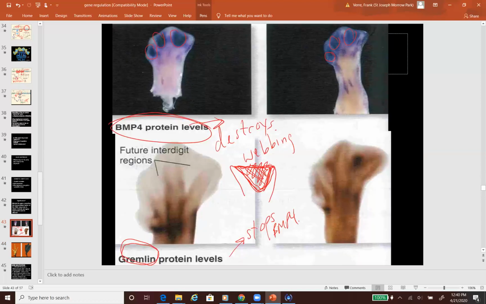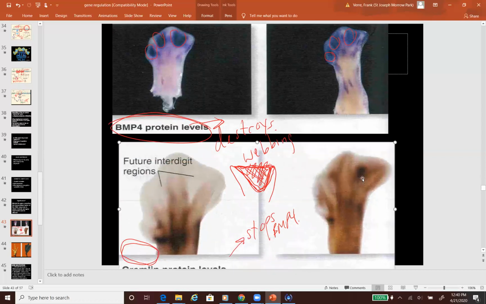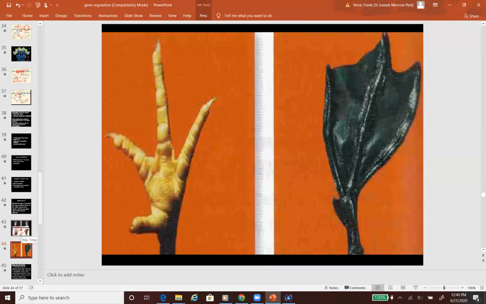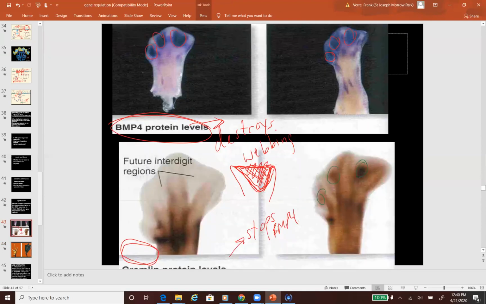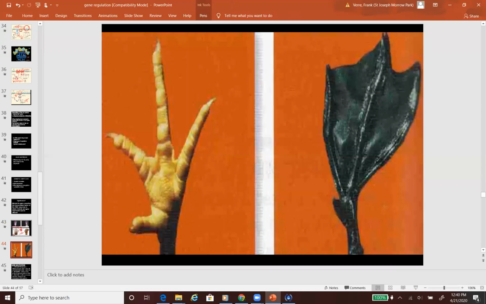If I go back to the slide, you'll notice there's a lot of gremlin expression right here. You can see there's a lot of gremlin in between the fingers, and that stops the webbing from being destroyed, so you end up with webbed feet. Now, why am I showing you this? Because the idea here is that the difference between these two feet, the chicken and the duck's feet, is not a mutation in the protein. It's a mutation in the switch.